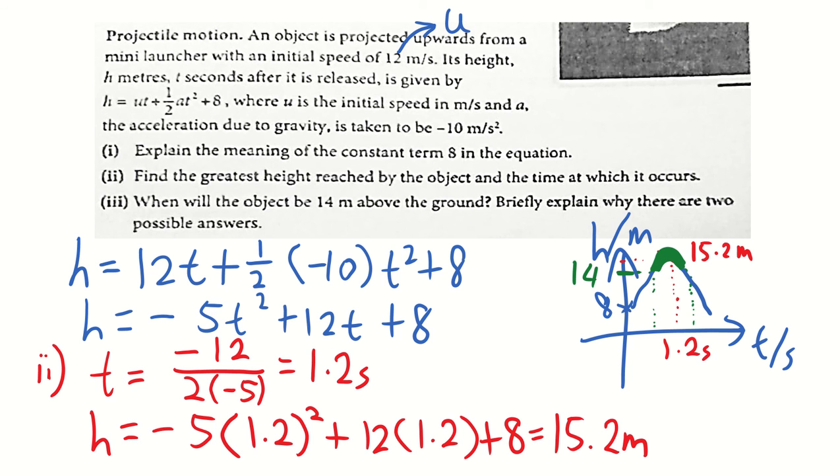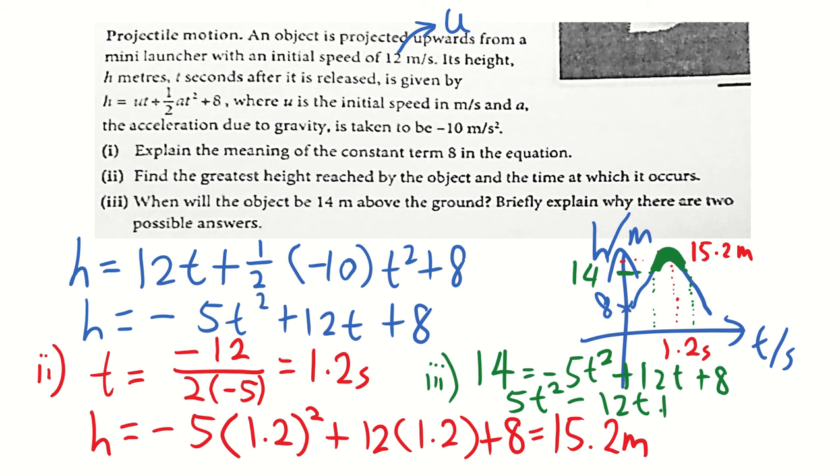So for part 3, we are going to let the height be 14, and then we are going to solve for the time. So we can take 14 equals negative 5t square plus 12t plus 8, and then move all the terms to one side and solve for t. So I'm going to move everything to the left hand side. 5t square minus 12t plus 6 equals 0, and then I will use the shortcut in the calculator to help me find the value of time quickly. In fact, using the calculator is much faster.